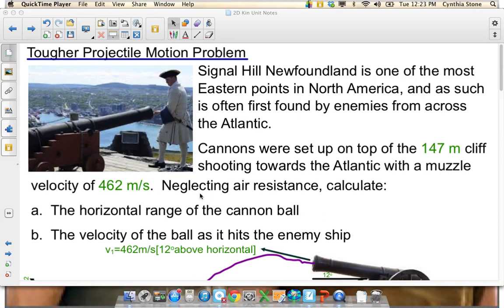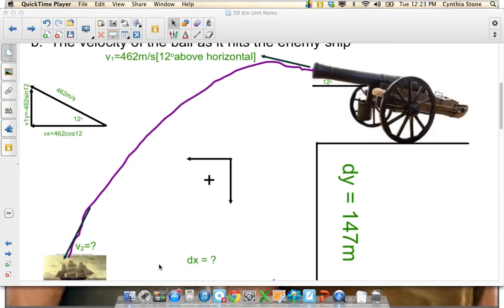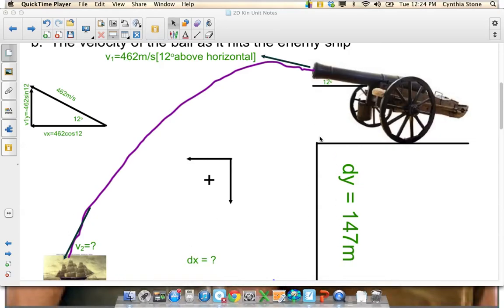Okay, so again, neglecting air resistance, we want to find out dx, how far the thing moves horizontally, and the speed when it hits the enemy ship. Okay, so just my little picture here with my knowns. That's the good form, is to start by drawing a picture. A little bit out of scale if you look at my cannon compared to the enemy ship, and to the height of the cliff. So here it is on the end of the cliff.